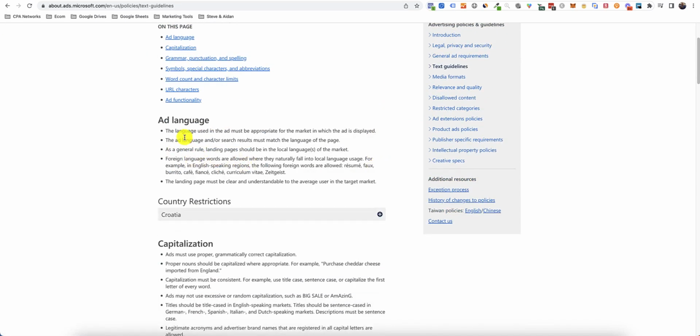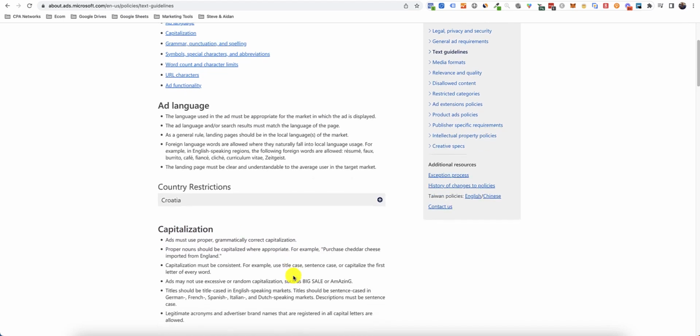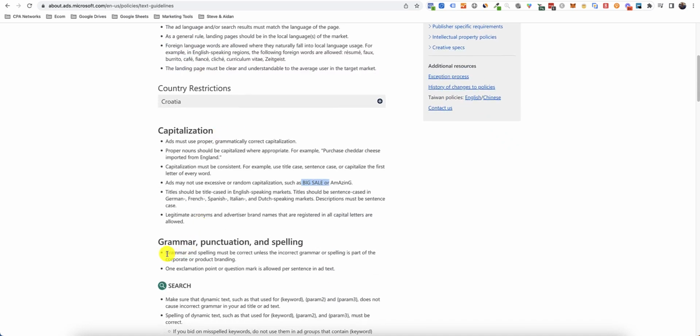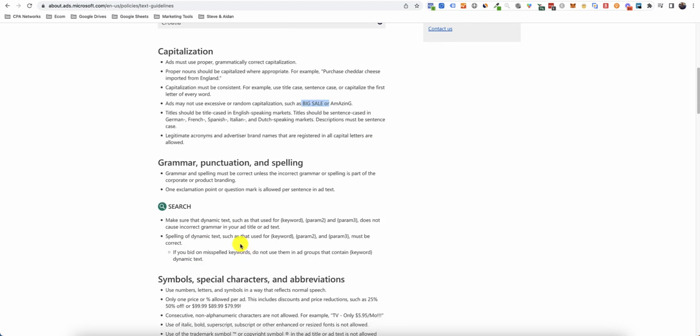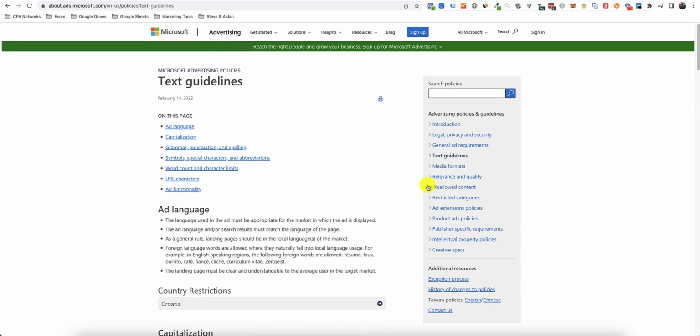The language must be appropriate. You can't use over-capitalization, you'll see here. You can't use all caps, like BIG SALE, you see right here. So read stuff like that. Grammar is very important. I've actually seen people get not shut down, but a temporary suspension because their grammar was bad. So that's something to look at. Just read some of these things on special characters, capitalization, and grammar, all right?